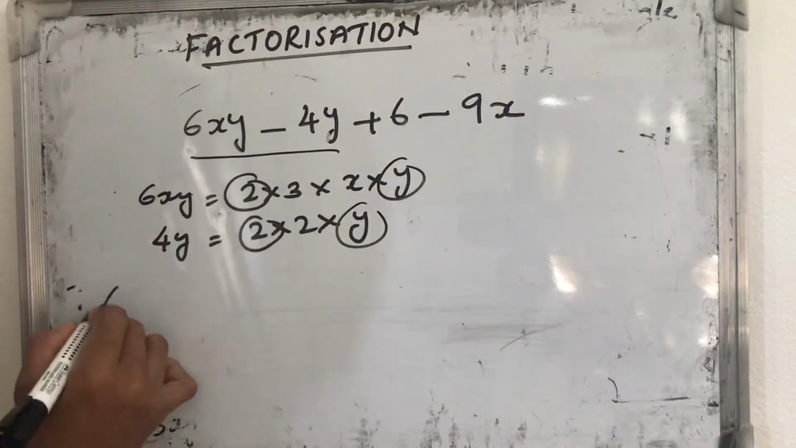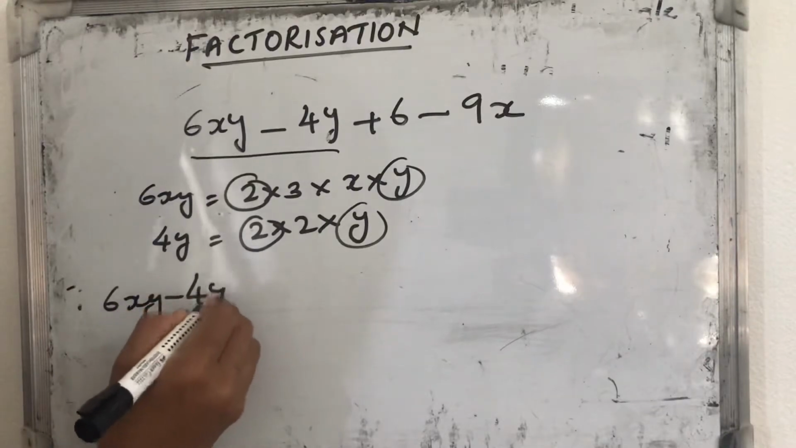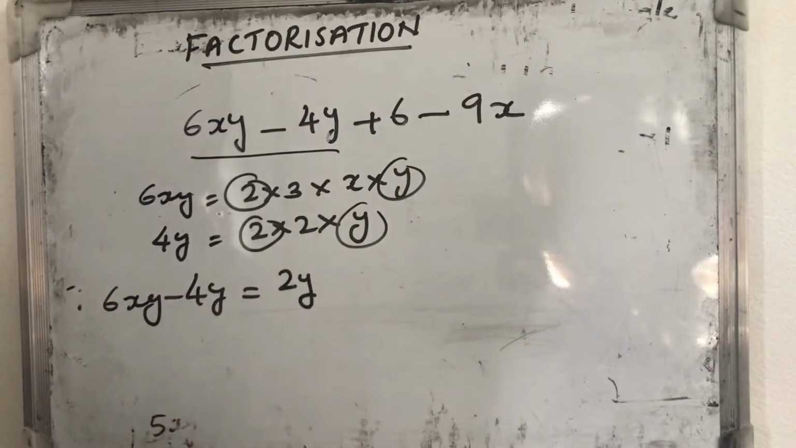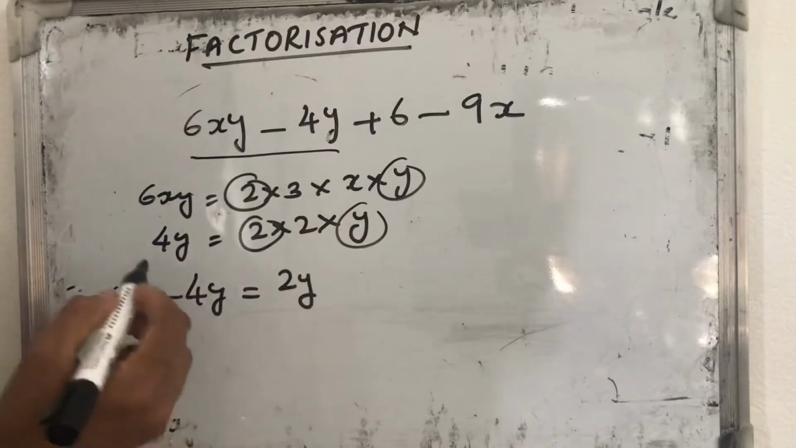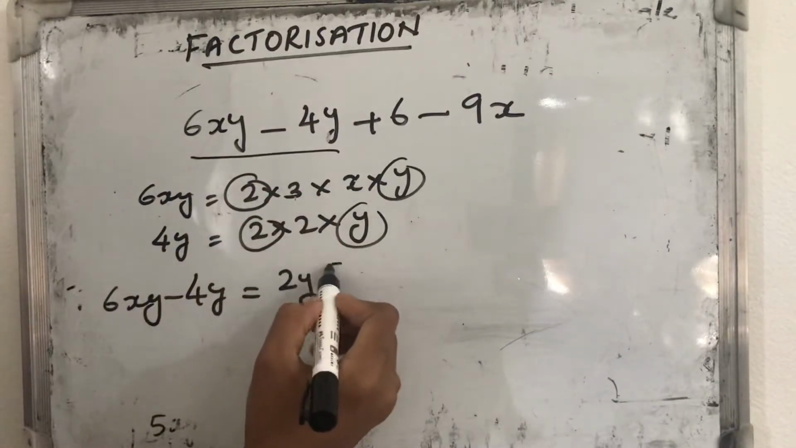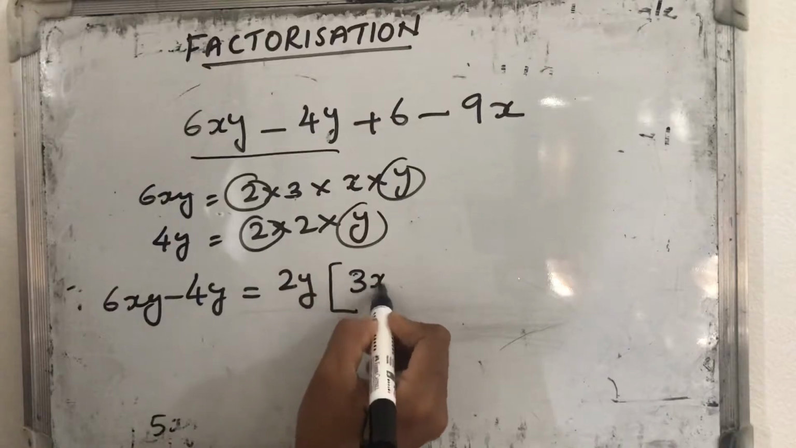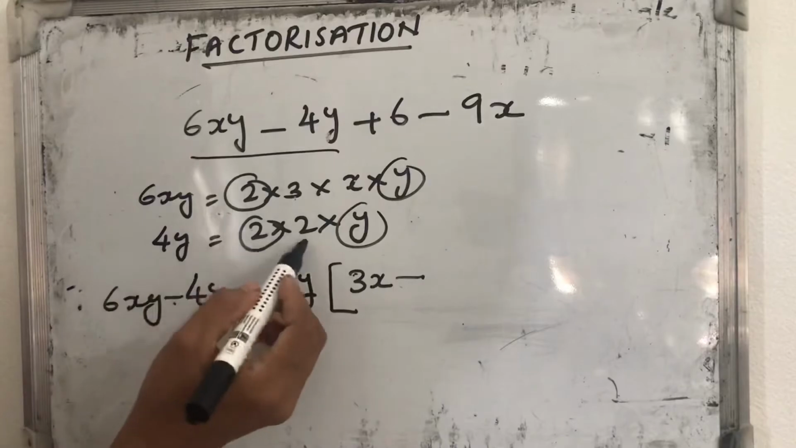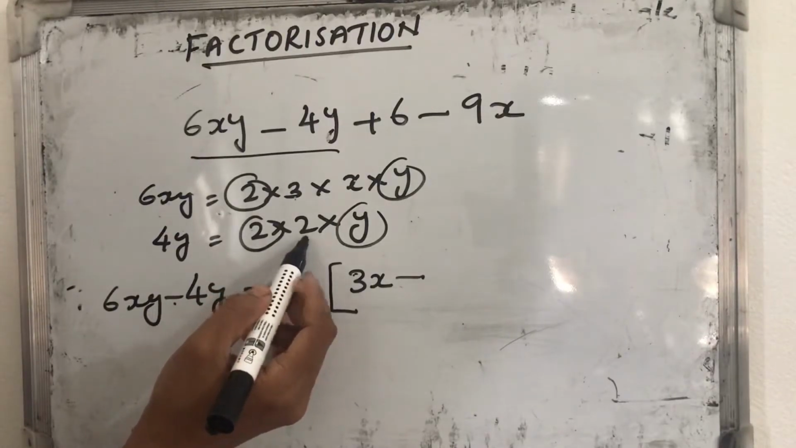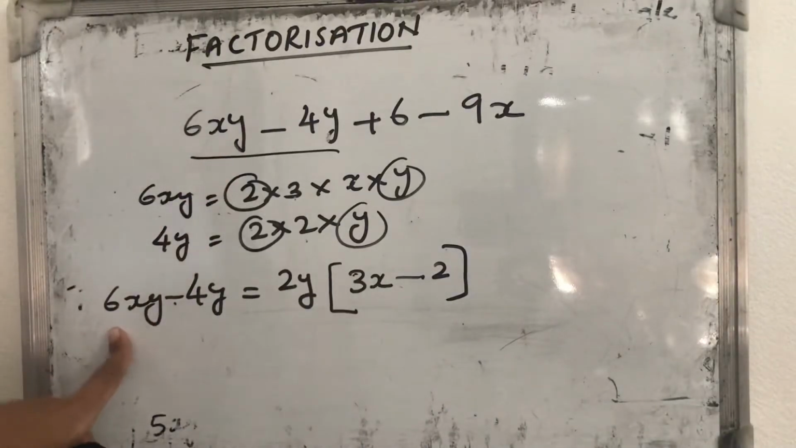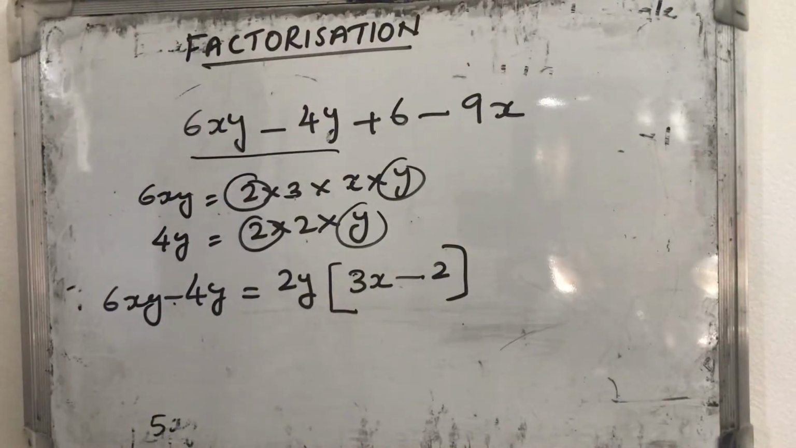So 6xy minus 4y we can write with that common factor, 2y. Now when we take 2y outside, what is remaining in the first term? 3 into x is remaining, so we write in the bracket 3x. And next here it is minus. What is remaining in the second term? 4y, 2 is remaining. So instead of 6xy minus 4y, we write it as 2y into 3x minus 2.